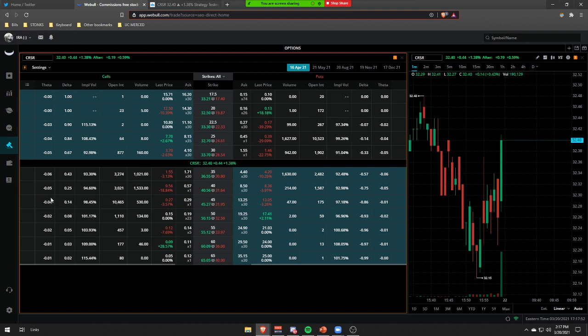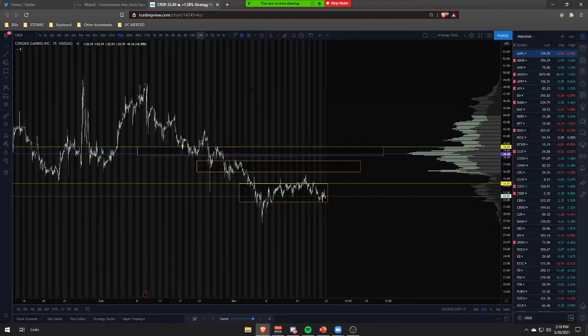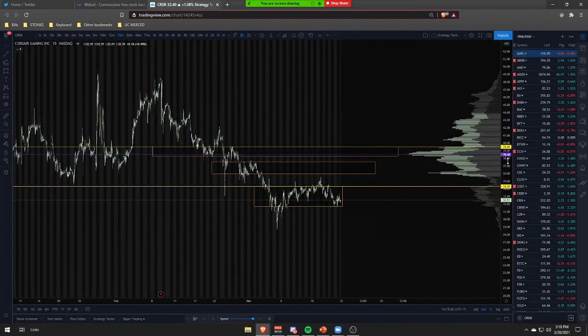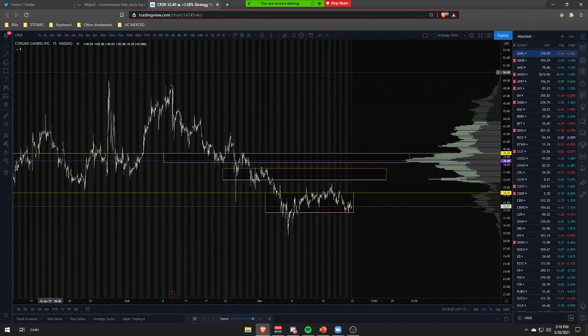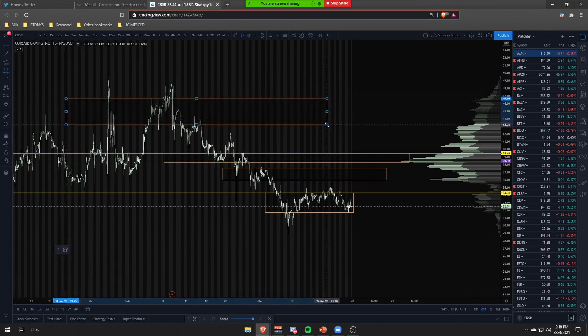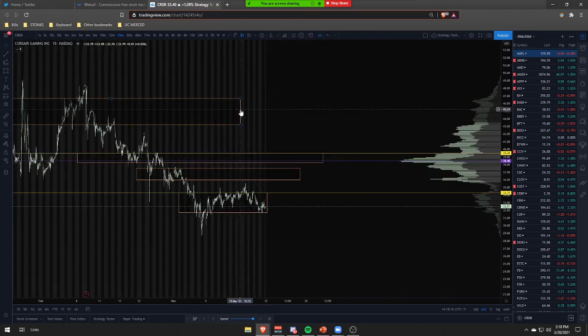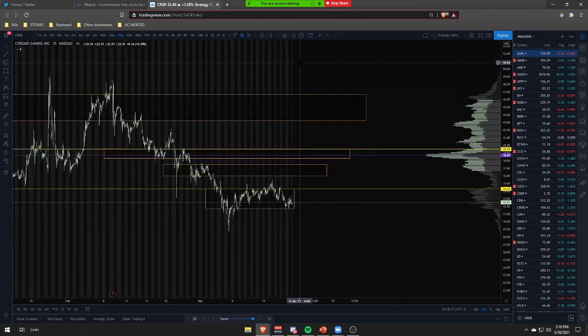A $4 theta, which is really good. It's very small with a decent amount of delta, right? So everyone's expecting it to reach back to where it was previously. So anywhere in this range here is where everyone's expecting this to go to in a month.